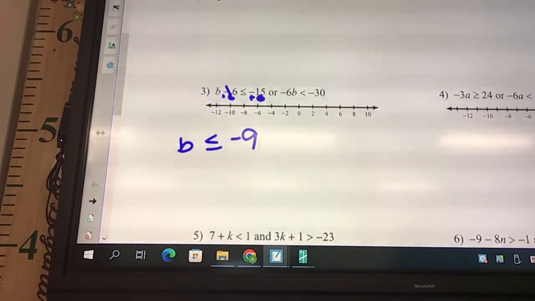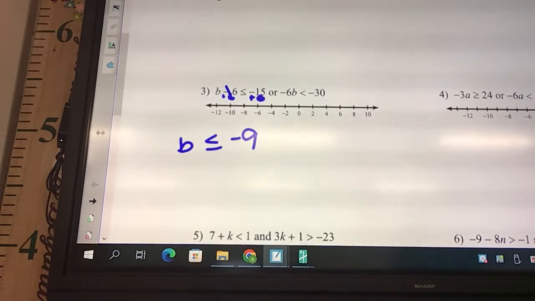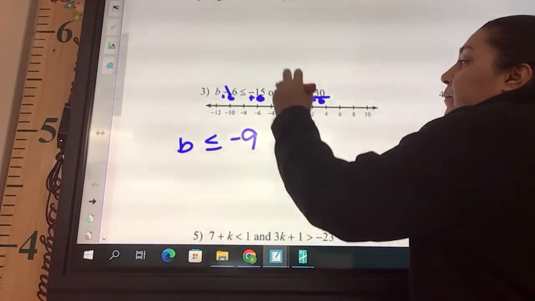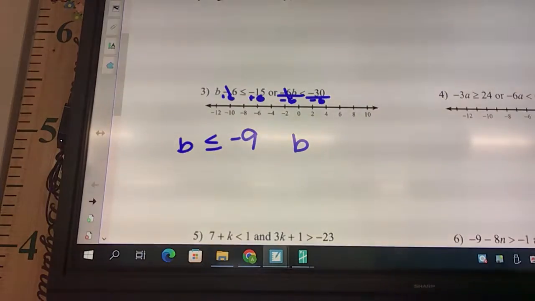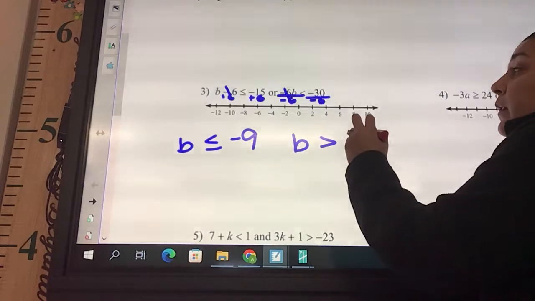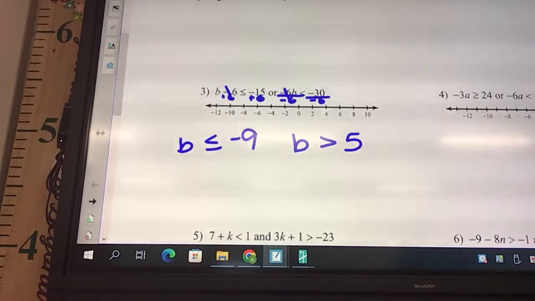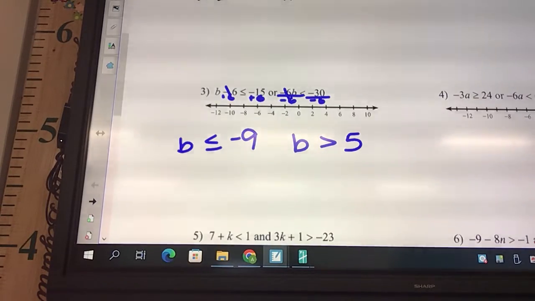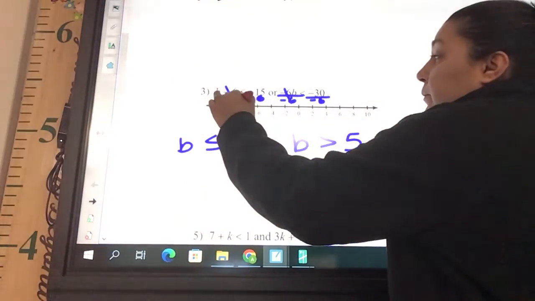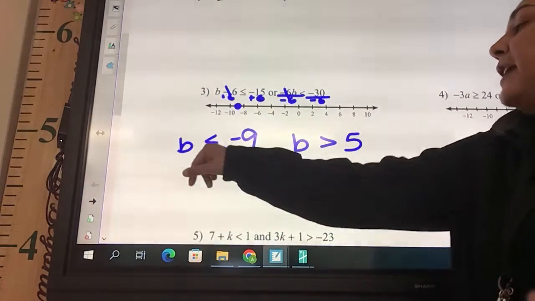Okay, what about the second equation? Divide by negative 6. Do we need to flip? Yeah. Why? Yeah, we divided by a negative 6. Okay, so we do need to flip. Okay, on the negative 9, sorry, open or closed? Closed. Okay, and we know that this is an "or", so it should be pointed out, and this says b is less than negative 9.